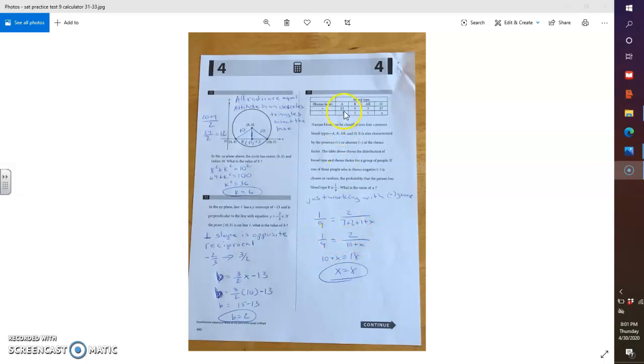But essentially, you just need to get 7 plus 2 plus 1 plus x to equal 18. Well, if x is 8, that would happen. So my x equals 8.